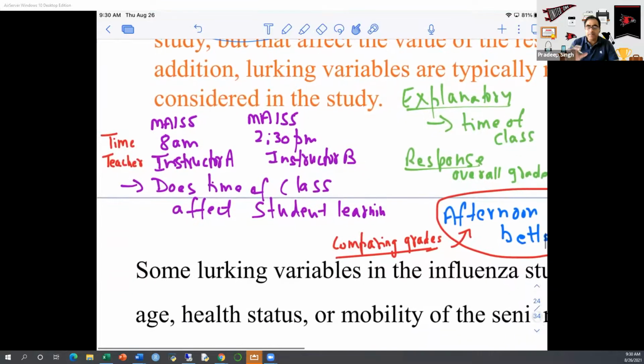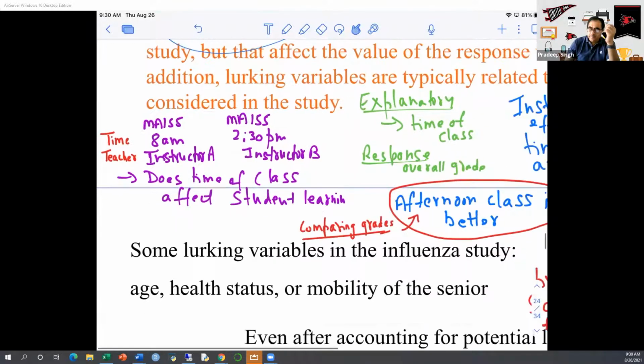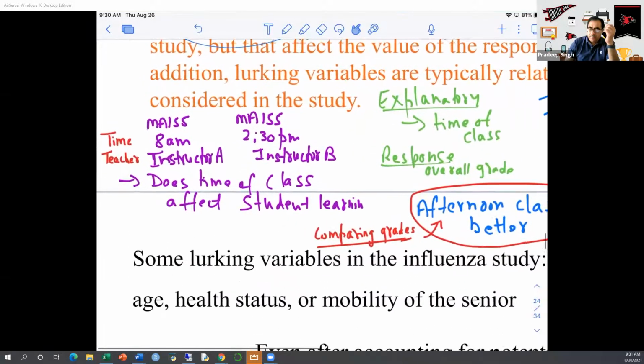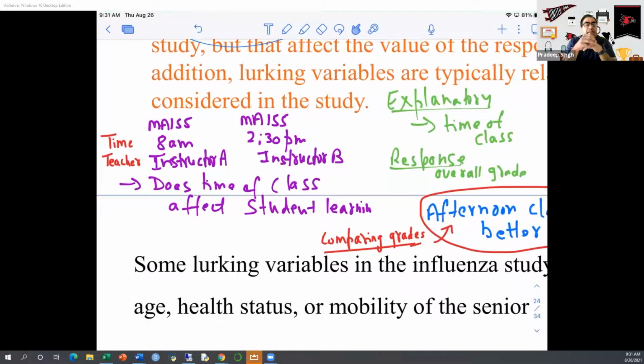So if you look at this study, let's say we are trying to study the effect of the time of class, right? So the time of class is your explanatory variable.